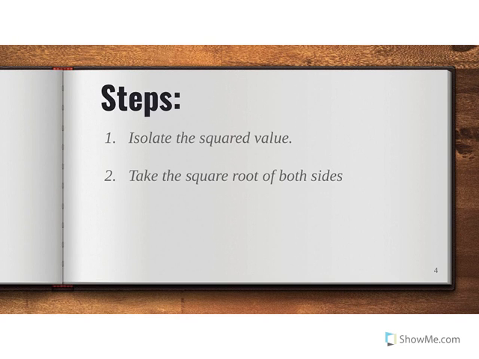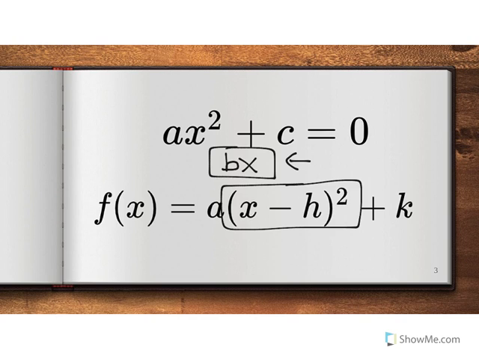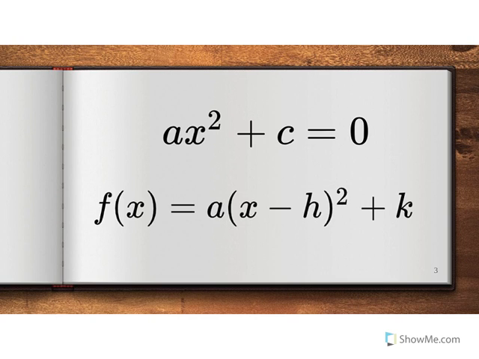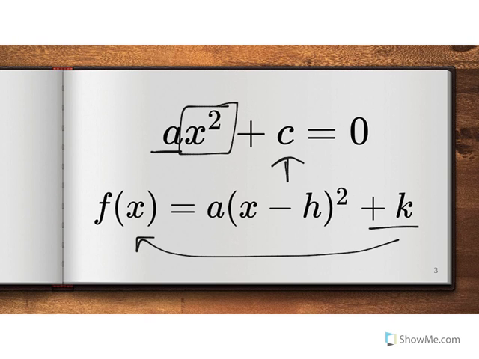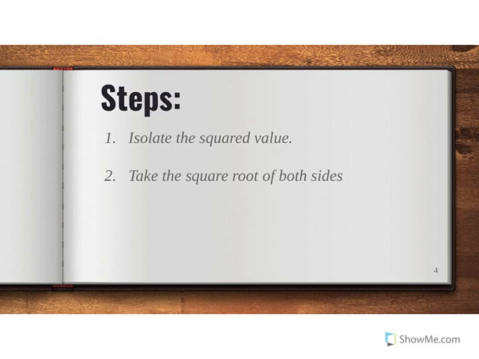So our steps here. Our first step, we're going to isolate the squared value. So meaning that if you look back at this form, I would be getting rid of the c term. So I would be adding or subtracting to get that c over there, and then also dividing by the coefficient on the x squared, so that I have this x squared term by itself. Same thing with this term here. If I have a k value here, I would add or subtract it to bring it over to that side, and then I would divide by the a value so that I have this by itself. So that's what I mean by isolating the squared value.